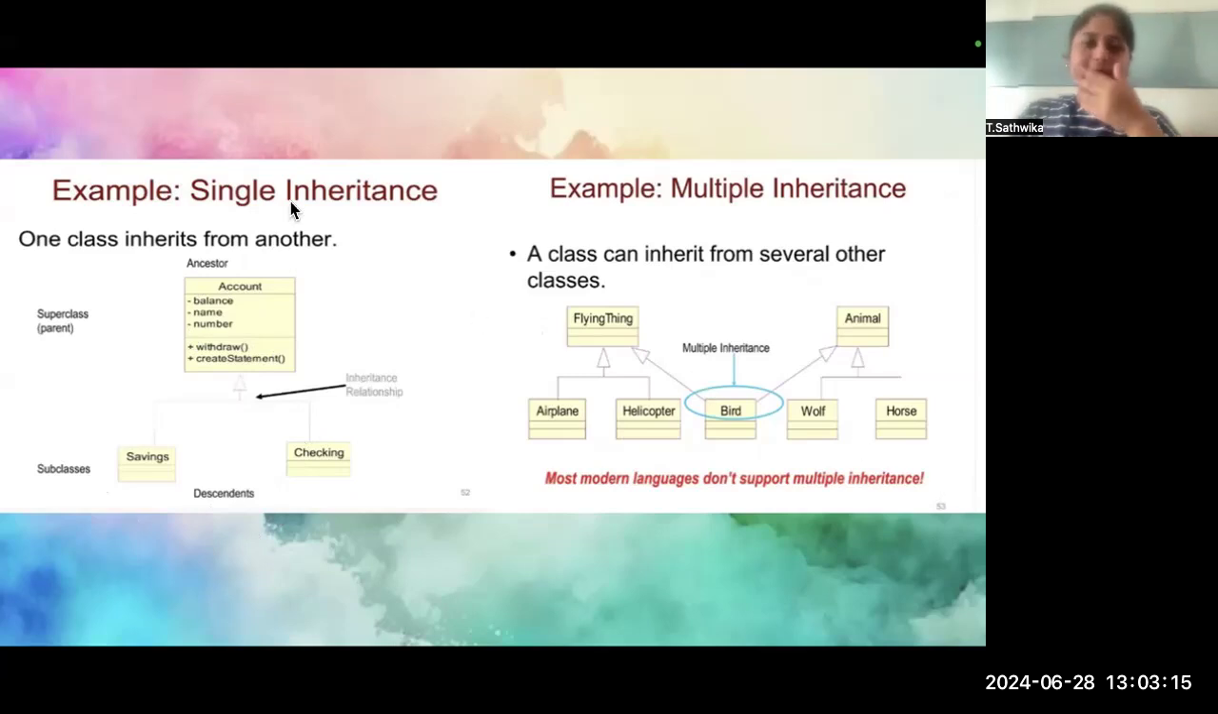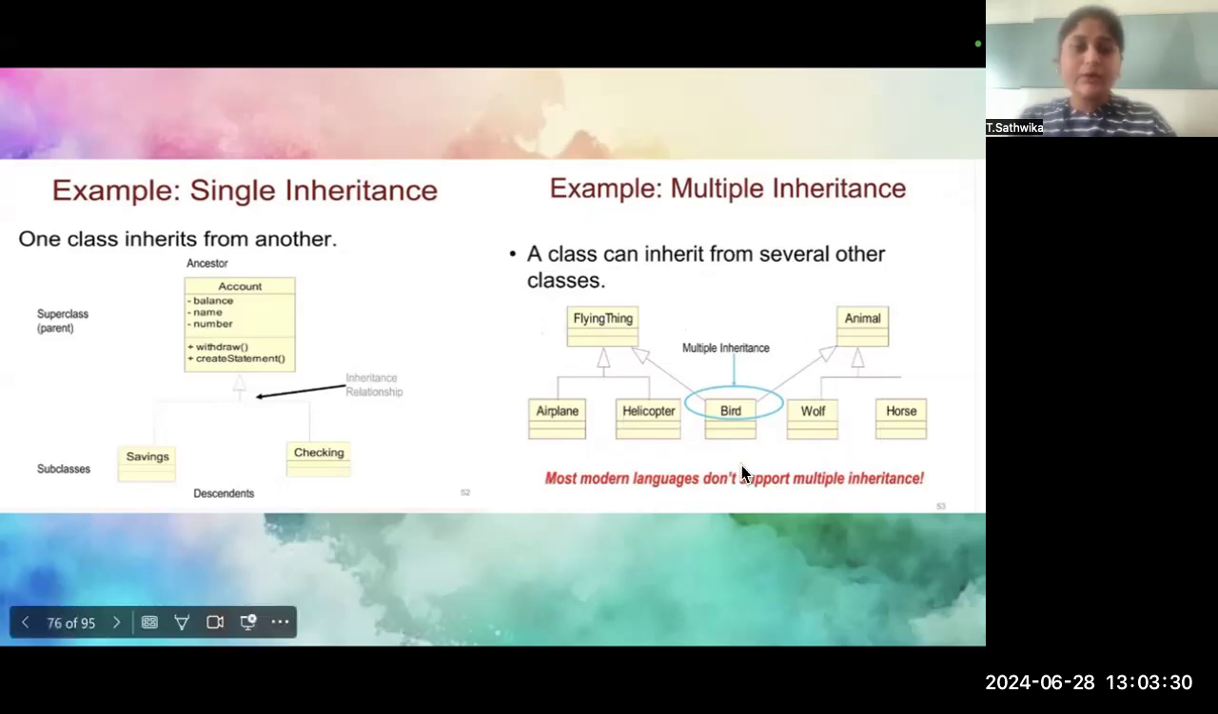Now, multiple inheritance. Multiple inheritance is a class which can inherit from several other base classes. Now, let's say flying thing and animal. Here the flying things are, let's say, an aeroplane and a helicopter, and the animals are a wolf and a horse. And let's say bird. A bird is an animal. It has a few functionalities of an animal, as well as being a flying thing. So it is inherited from several different classes. This is an example of multiple inheritance.